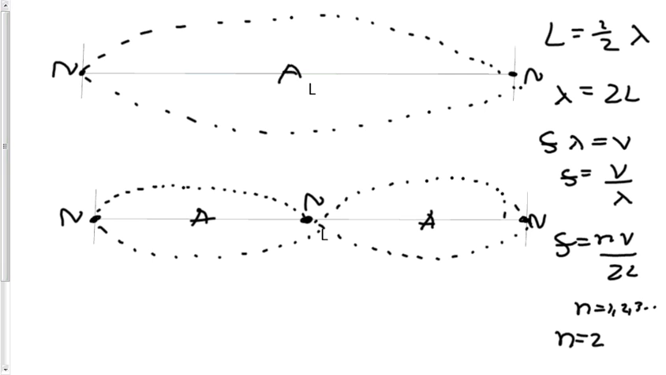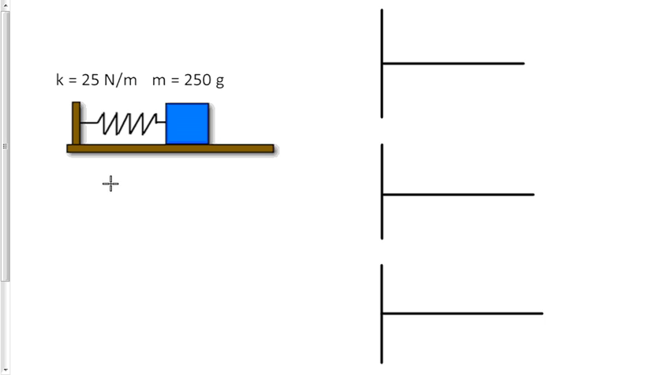Our next example is a mass spring system. I've got a mass attached to a spring, and we're going to stretch the spring. It's going to oscillate back and forth, and we'll assume that there's no friction associated with it. We can get the period of the oscillation from this formula. The period is equal to 2 pi times the square root of the mass divided by k.